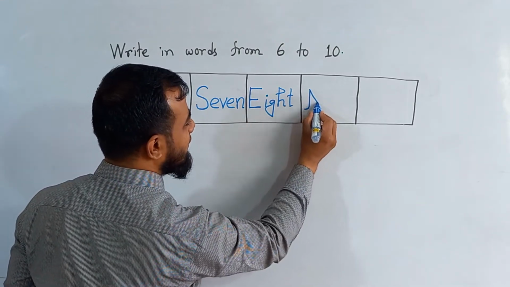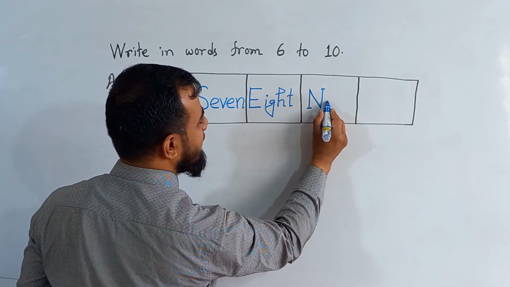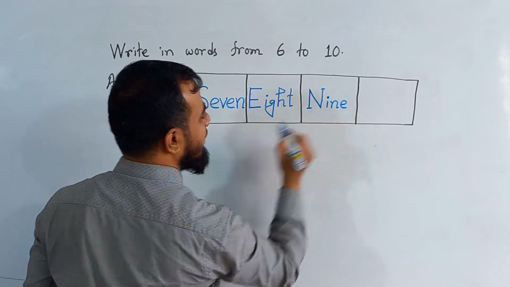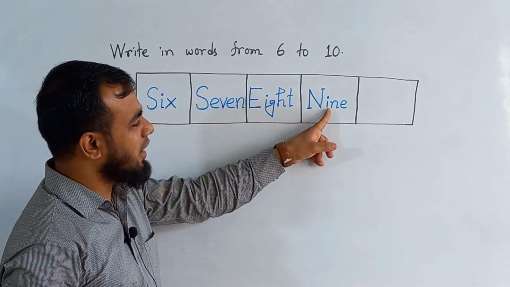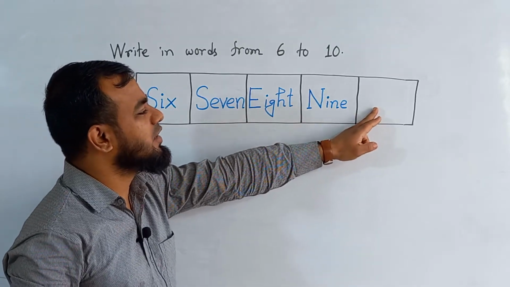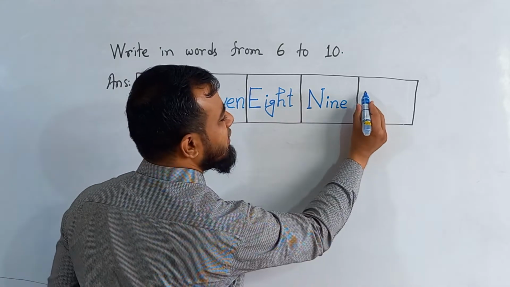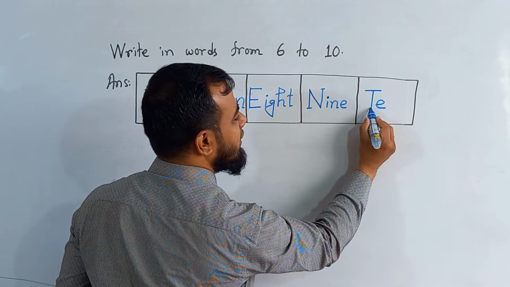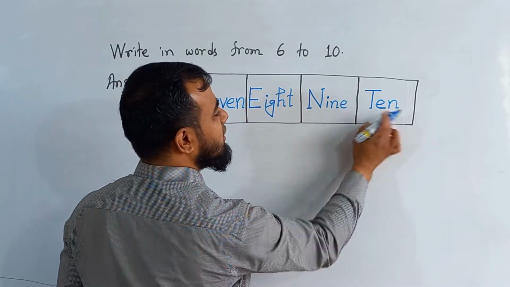N-I-N-E, 9. And today's last word, that means the next number after 9, is 10. The spelling of 10 is T-E-N, 10. It's T-E-N, 10.